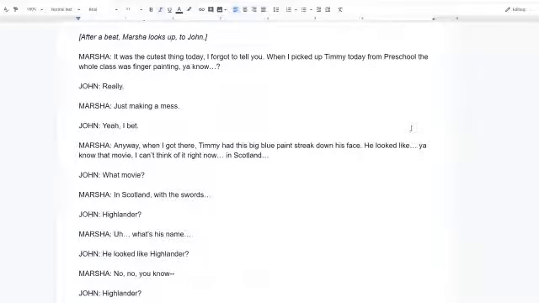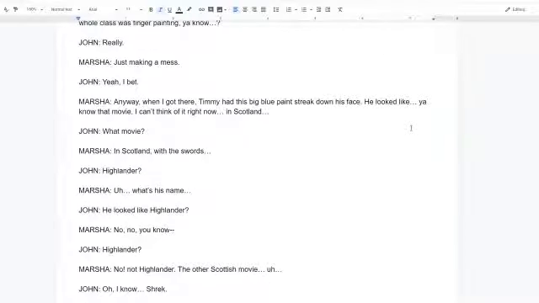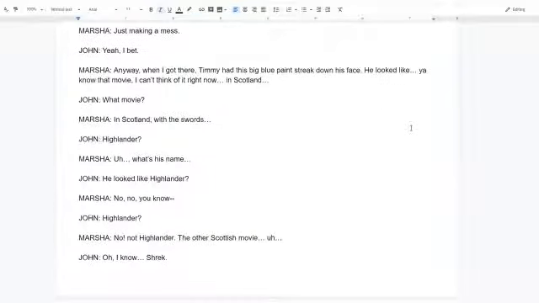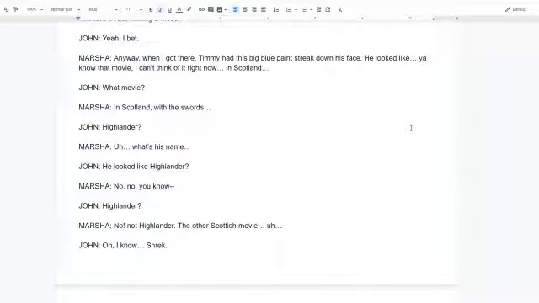It was the cutest thing today. I forgot to tell you. When I picked up Timmy from the preschool, the whole class was finger painting, you know? Really? Just making a mess. Yeah, I bet. Anyway, when I got there, Timmy had this big blue paint streak down his face. He looked like, you know, that movie. I can't think of it right now. In Scotland. What movie? In Scotland with the swords. Highlander?